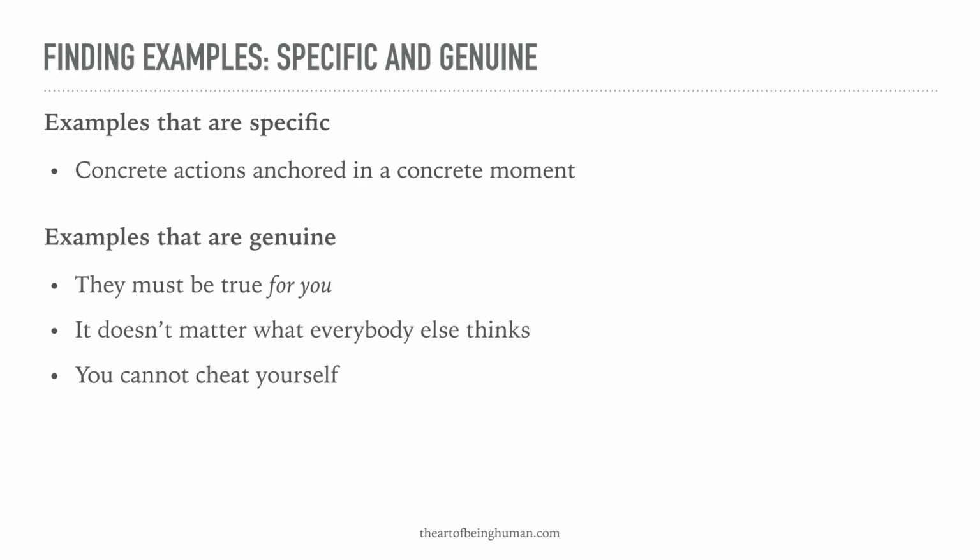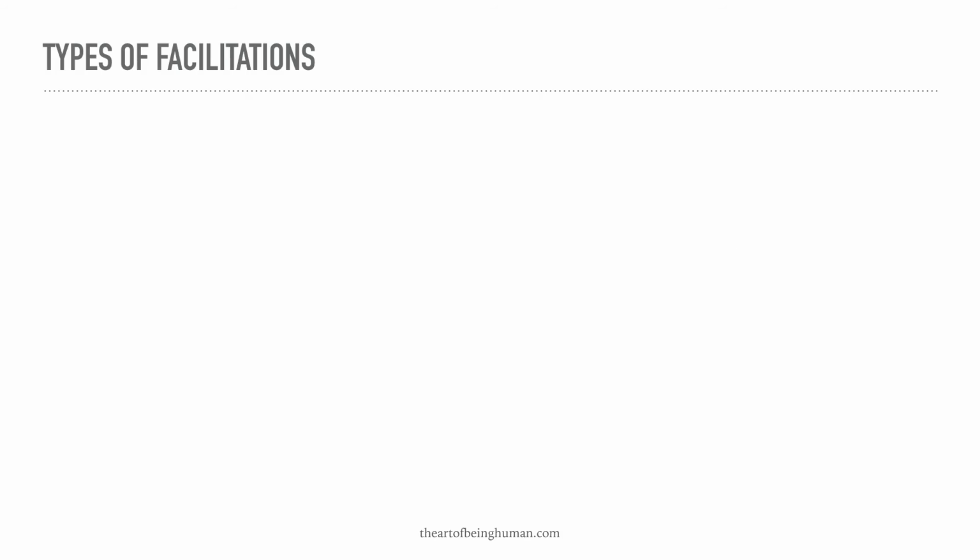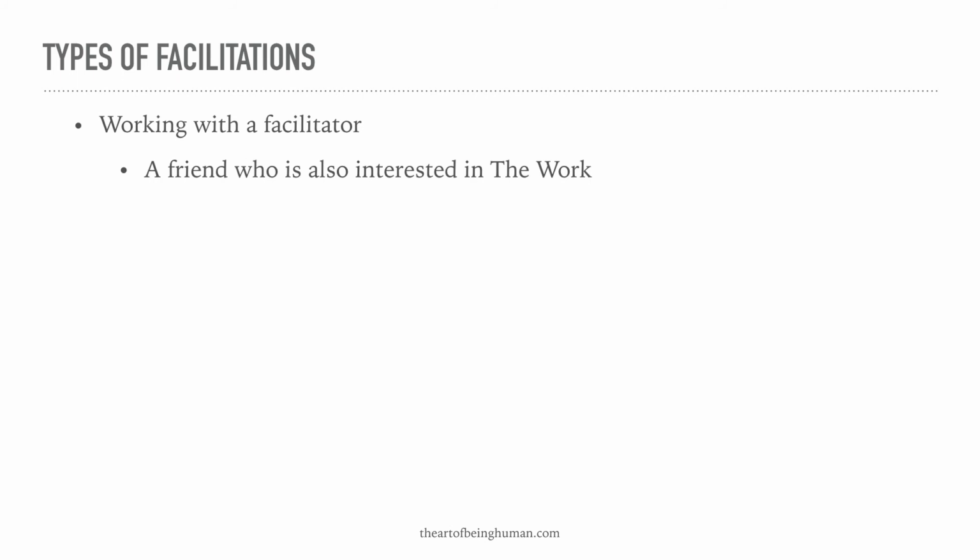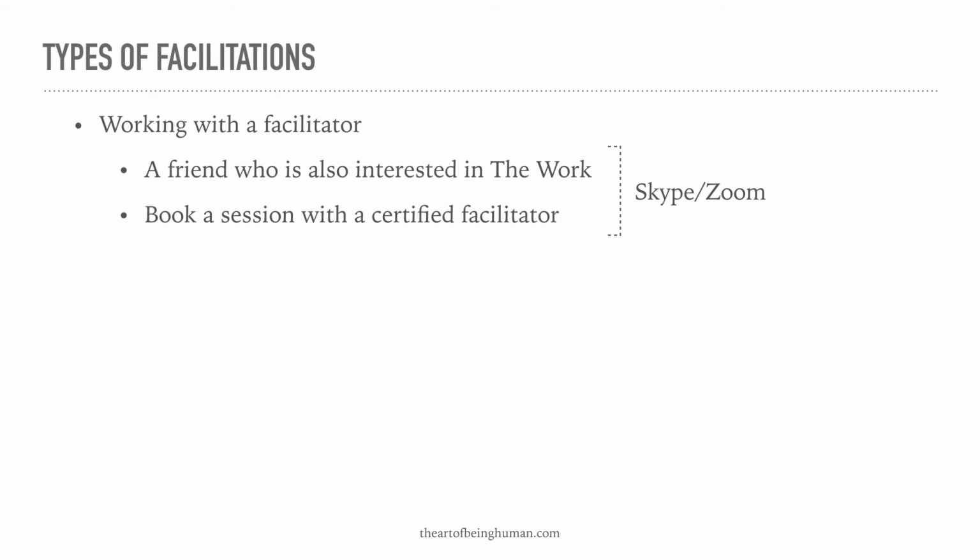All of this, of course, can be a lot to remember, especially when you're just starting out. Luckily, there are a number of different ways you can support yourself. First of all, you can get someone else to facilitate you and help you stay on track as you go through the process. Maybe you know someone who's also interested in the work, and you can swap facilitations, or you can book a session with a certified facilitator. One option is to simply meet via Skype or Zoom or similar video conferencing platforms. This is a very used, very convenient, and very effective way to do the work with others without having to deal with all the practicalities of getting together physically. I'll explain where to find a list of certified facilitators you can contact when I go through the resources later on.